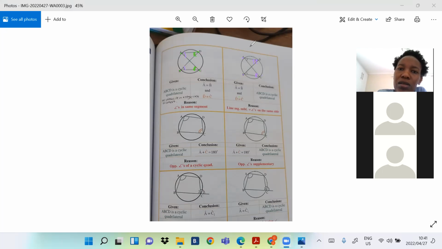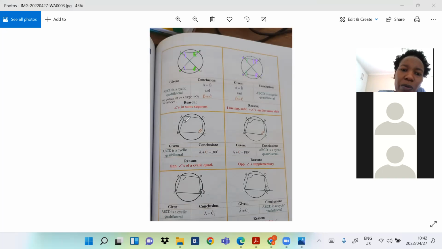Or if they tell you these ones are equal, therefore A, B, C, D will be a cyclic quad. So we said there are 3 things for cyclic. Either angles on the same side segment are equal, or opposite angles form 180.